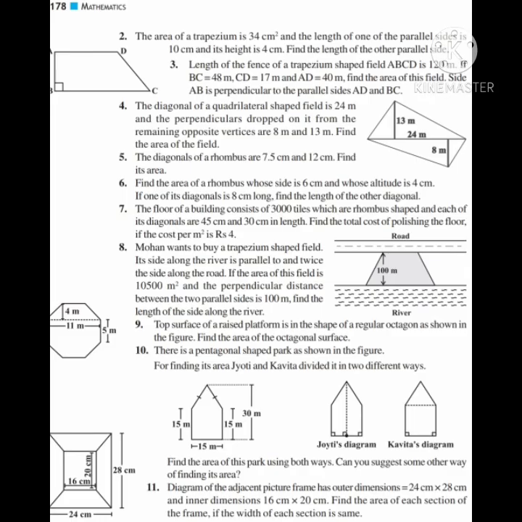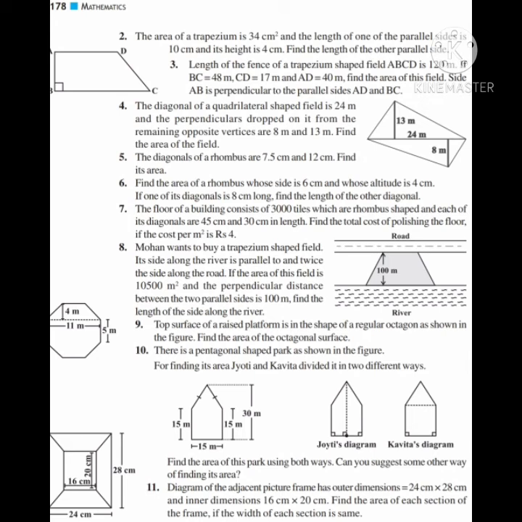In second sum, area of trapezium is given, that is 34 centimeter square. Length of one of the parallel side is given, that is 10 centimeter. And height is given 4 centimeter. And we need to find length of the other parallel side. So area first divided by 4, then multiplied by 2. Whatever you get, subtract 10 from it and you will get the length of the other parallel side.